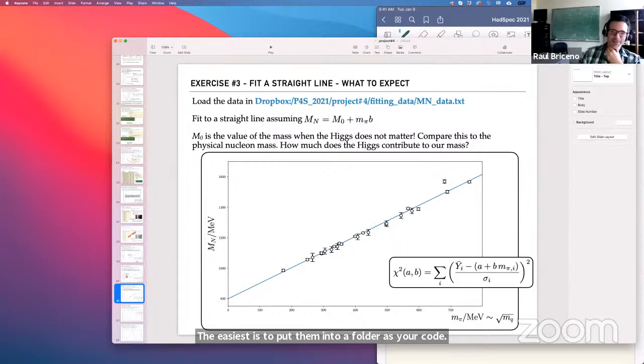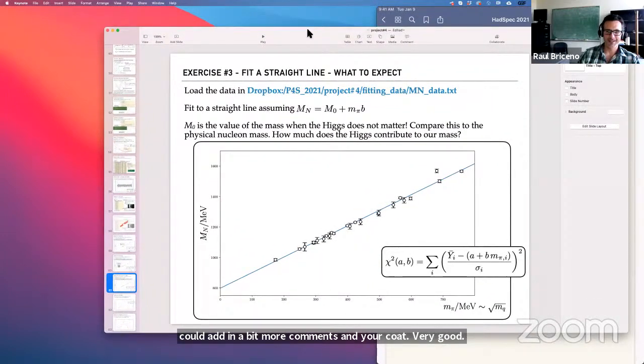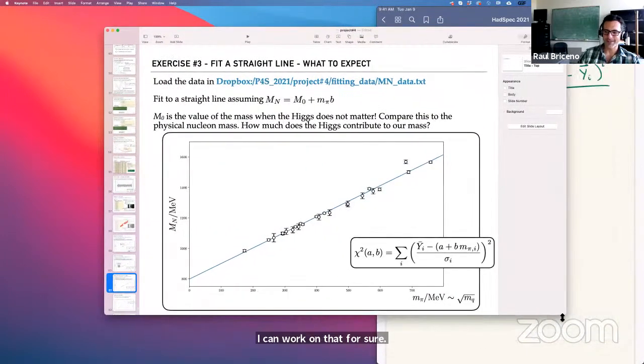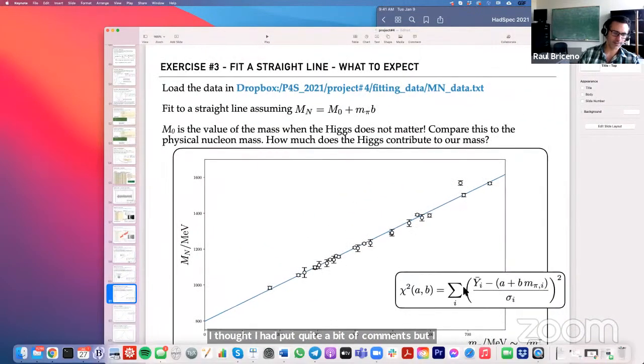I see Anonymous is saying, I know that beggars can't be choosers, but it would be really helpful if you could add a bit more comments in your code. Very good, I can work on that for sure. I thought I had put quite a bit of comments, but I probably got lazy at some point. So I'll step it up. I'm sorry, Anonymous.